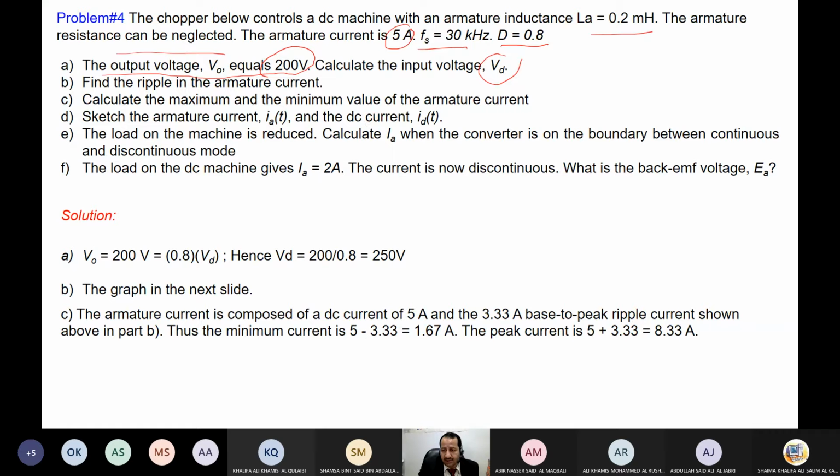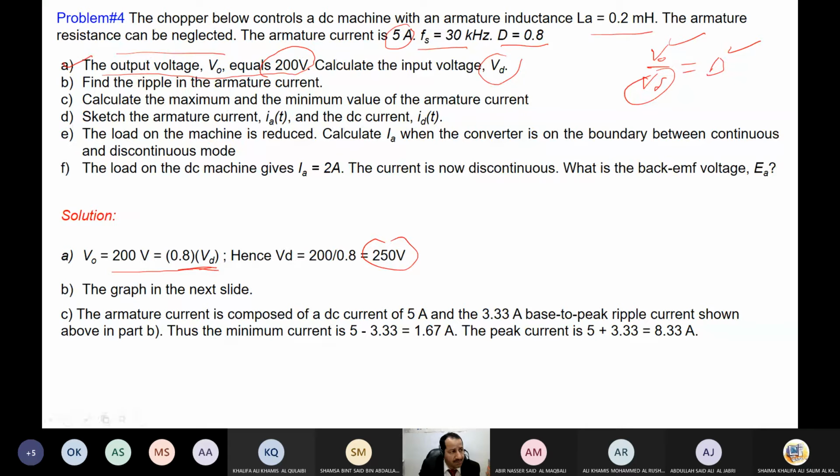He told me the output voltage is given to be 200. Calculate the input voltage. This is a buck converter. I didn't draw it here. It's the same previous circuit. So I know that for a buck converter, VO over VD, output over input, equals D. He gave me D. He gave me V output. Can I find VD? Yeah, it's just direct substitution. I got 250.